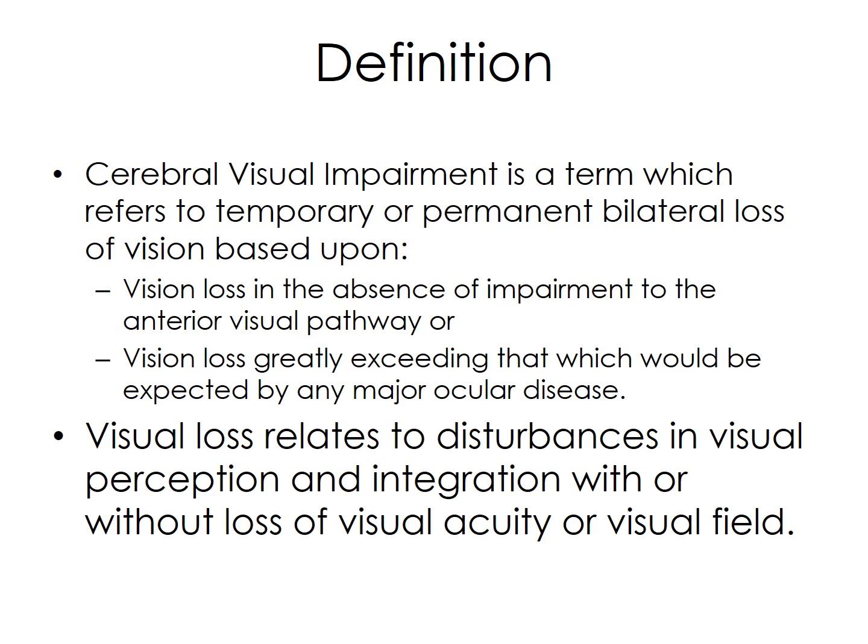Cerebral vision impairment is a term which refers to temporary or permanent bilateral loss of vision. This is based on whether or not the vision loss is in the absence of impairment due to the anterior visual pathway, or vision loss greatly exceeds that which would be expected by any major ocular disease.